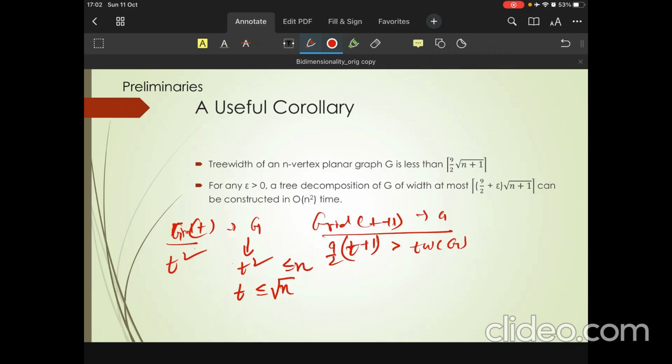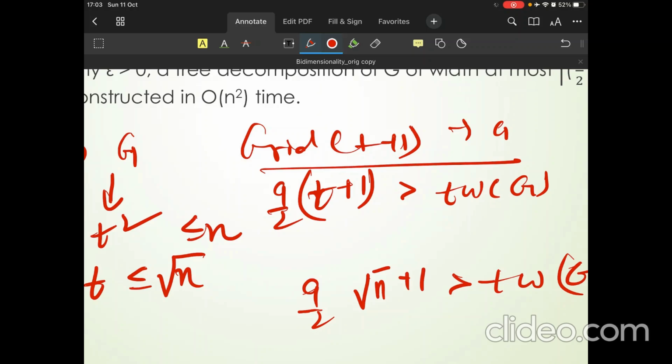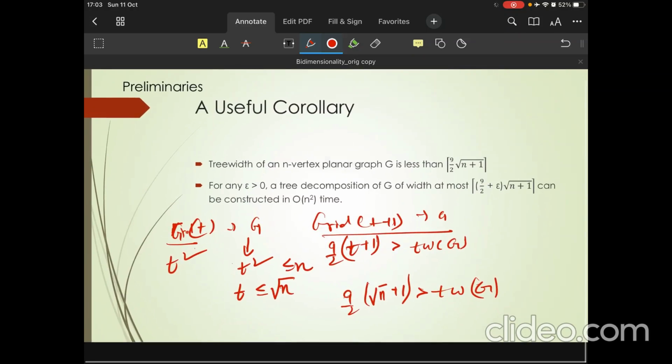Which means that the tree width of G is strictly less than 9 by 2 into square root of n plus 1. Okay, so I can write this as square root of n plus 1 times c.